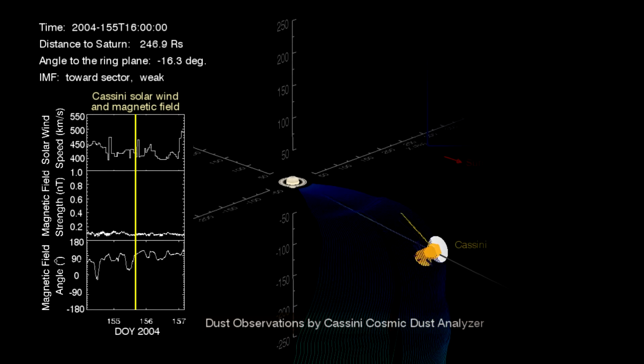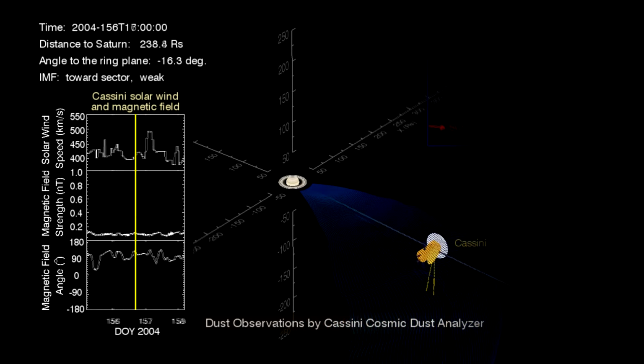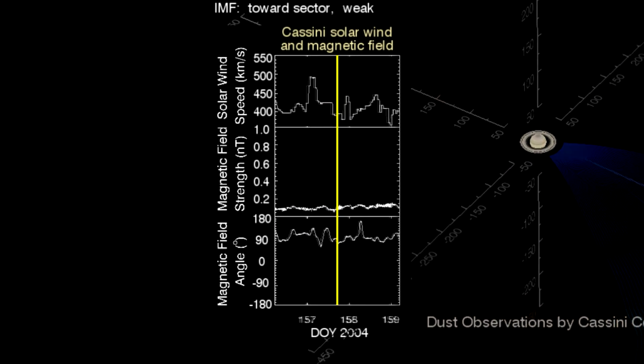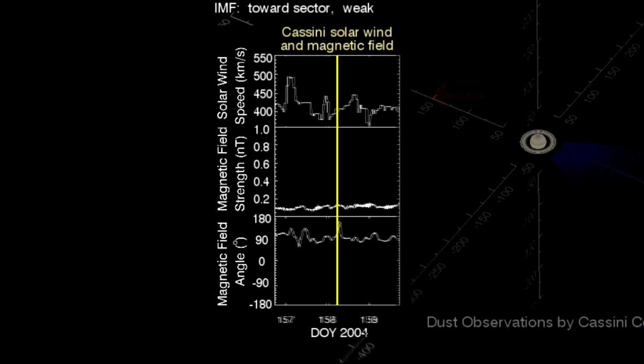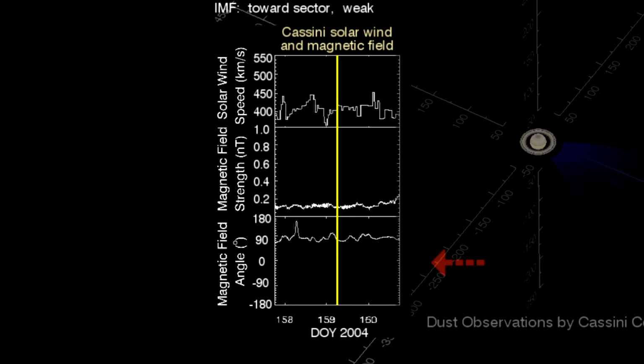In this depiction, the left panel shows the interplanetary magnetic field and solar wind velocity measured by other instruments on Cassini. The solar wind's speed is shown in the top panel, the magnetic field strength in the middle panel, and the direction of the magnetic field at the bottom.